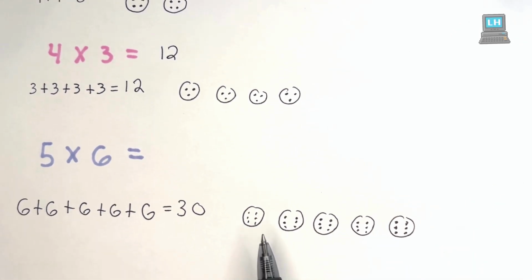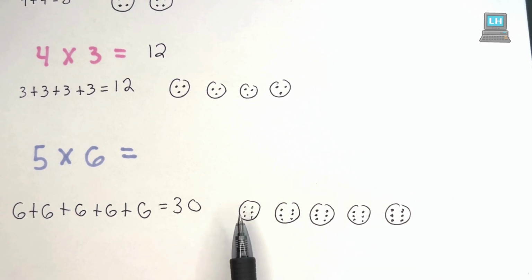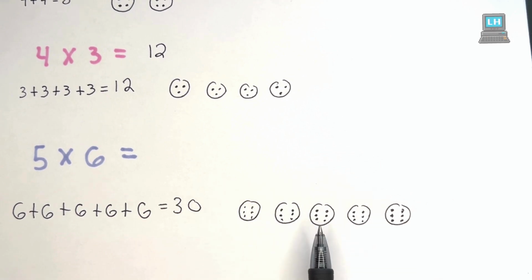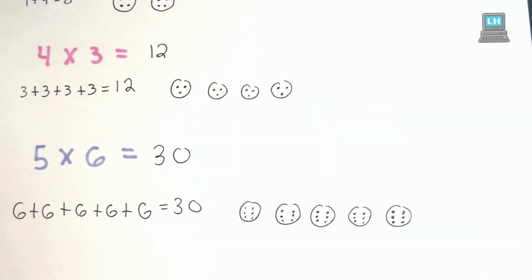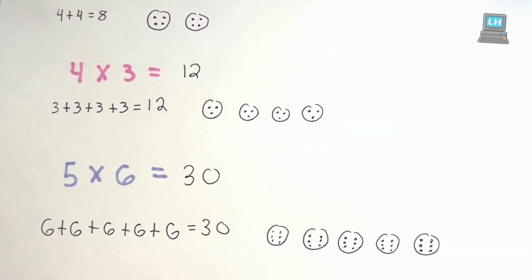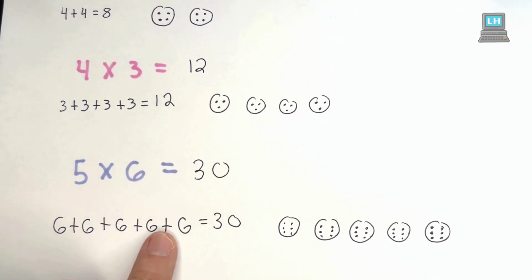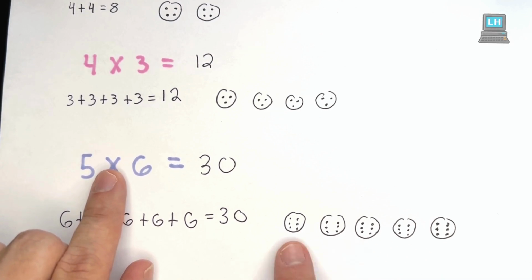How many little dots do I have all together in these circles? 6, 12, 18, 24, 30. So my answer with 5 times 6 would be 30. Okay? All right. Here's the repeated addition over here. And then here is the 5 groups of 6.